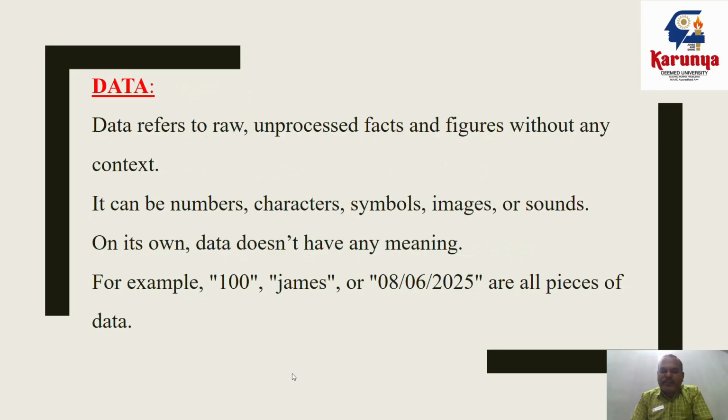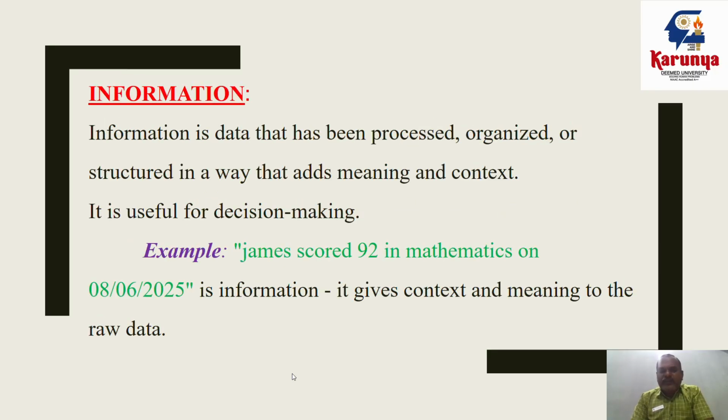Previously we had data: 100, that is one piece of data, then James, another piece of data, then a date. Here we don't have any meaning, because we didn't process this data, which means it is unprocessed data. Here we cannot take any decision. But when we go for information, we can definitely take a decision. Where will we take a decision?